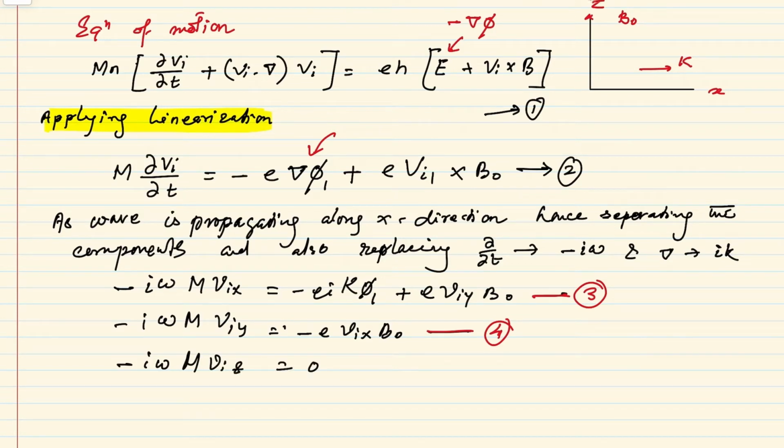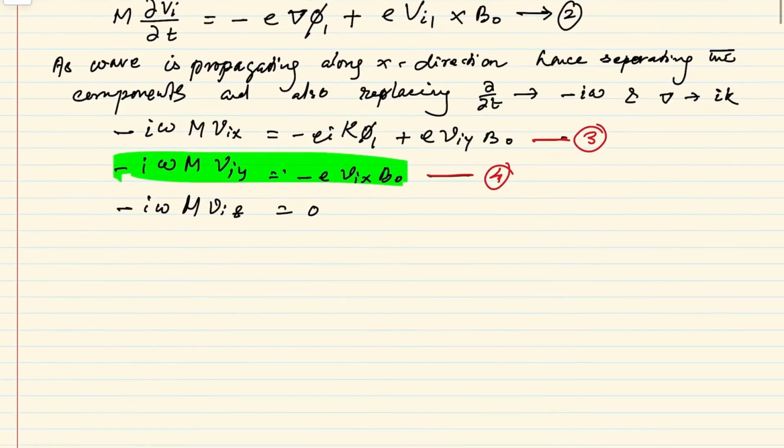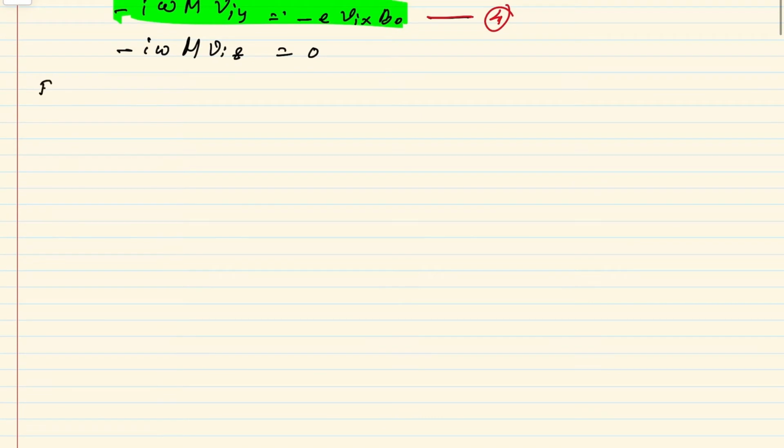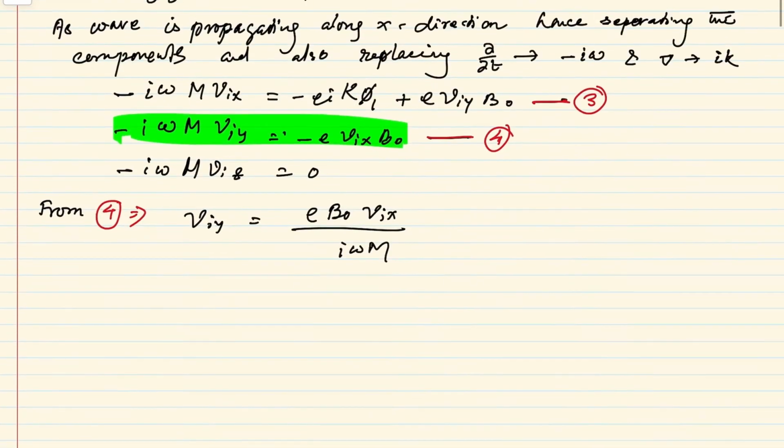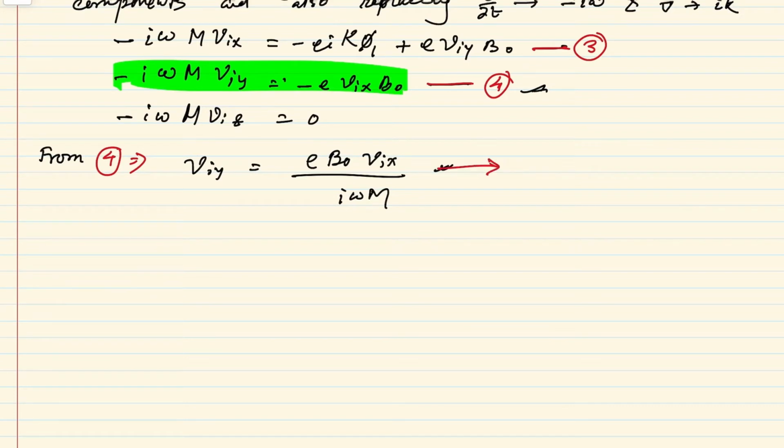Now from equation number 4, we are going to have viy is equal to e B naught vix by i omega M. If you simplify this, you will get this one. This is equation number 5.